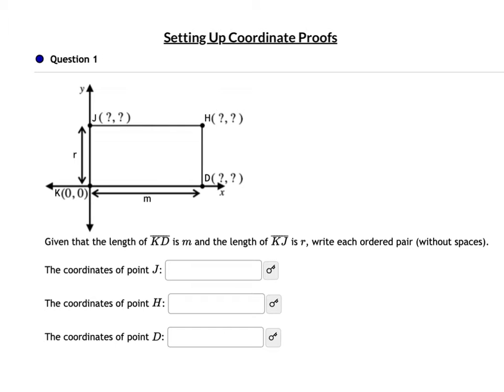Let's give this a try. All you're doing here is giving the ordered pairs for each point. Given that KD is length M and that segment KJ is R. So let's start up at the top on the left at J. Notice that X is 0. You don't go left or right at all. You're on the y-axis. X is 0. So this ordered pair is 0, comma, and the distance up right here is R. That would be the y value. 0, R is your point for J.